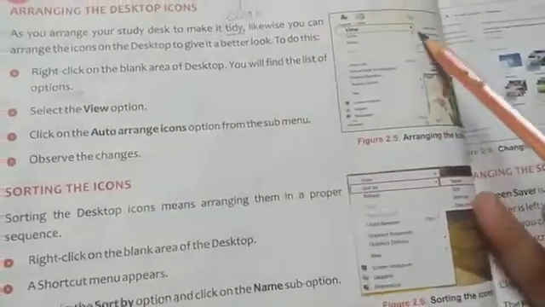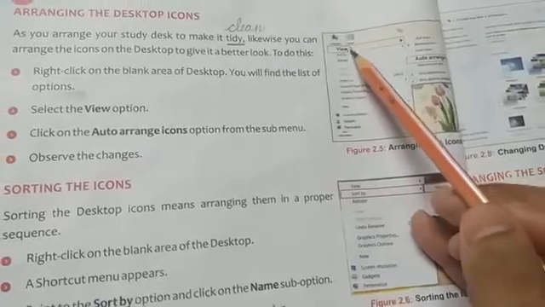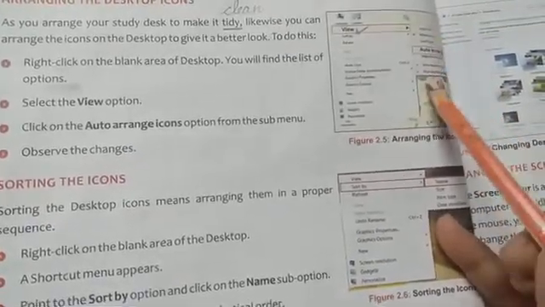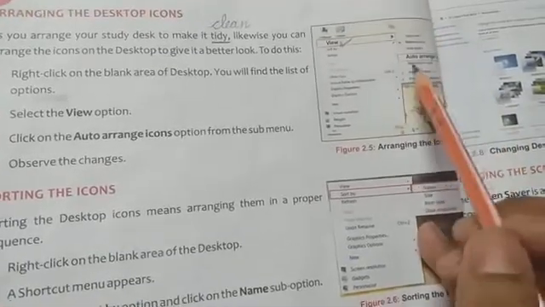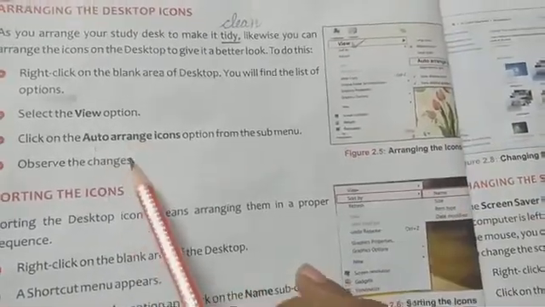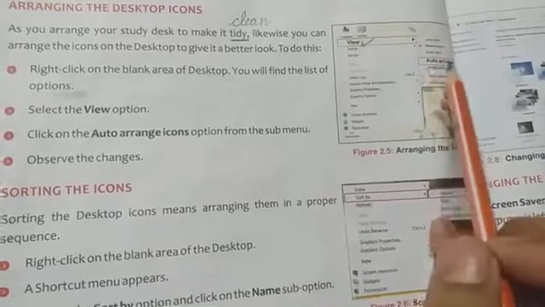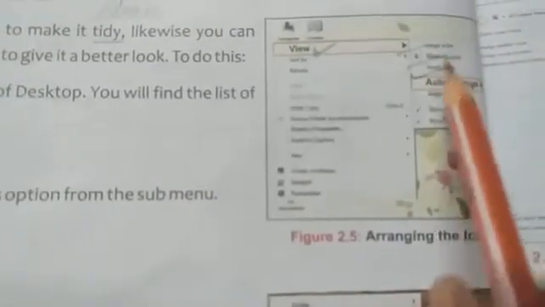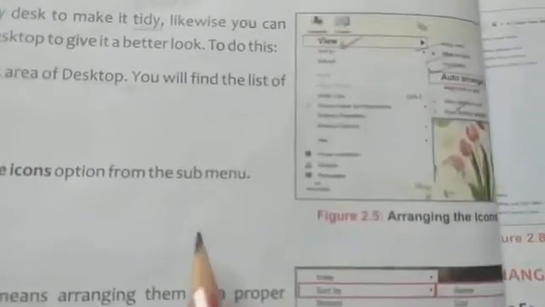We have to select the view option, and then again auto arrange options will be displayed. So we will click on the auto arrange option and observe the changes. So according to that option we can observe the changes. So here you can see large icons option is there, medium icons, small icons. So according to our requirement we can choose any option.